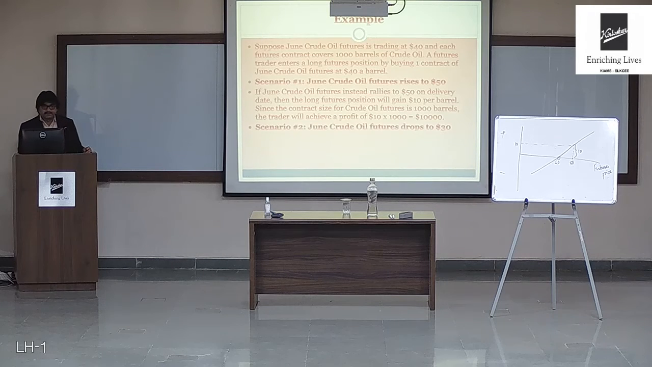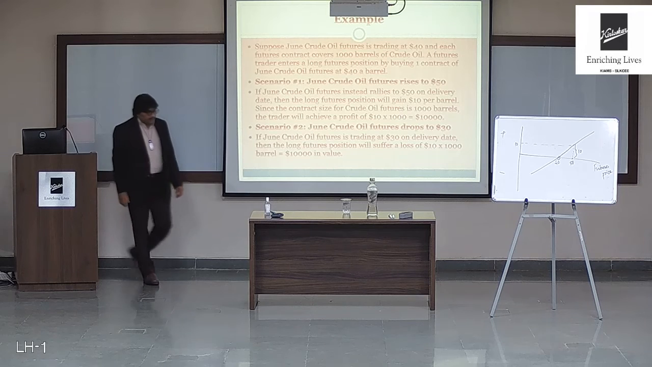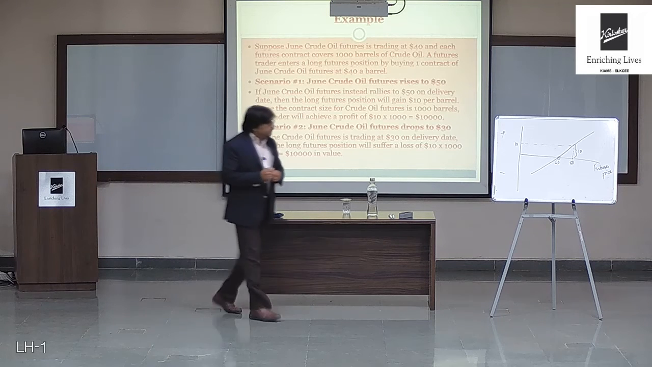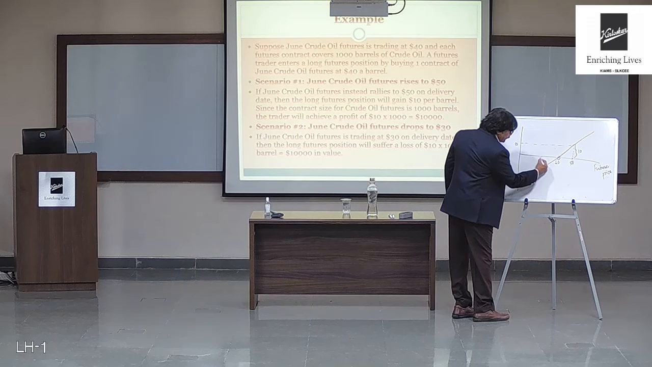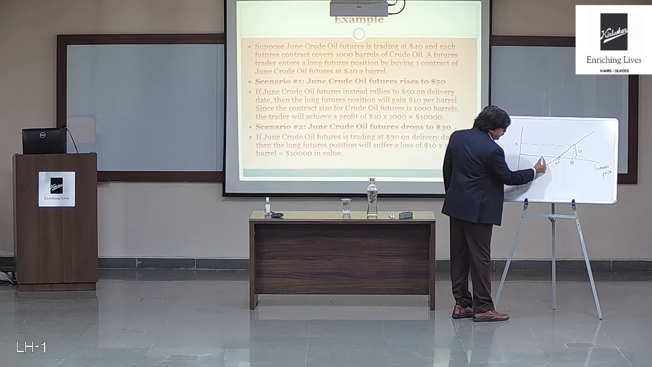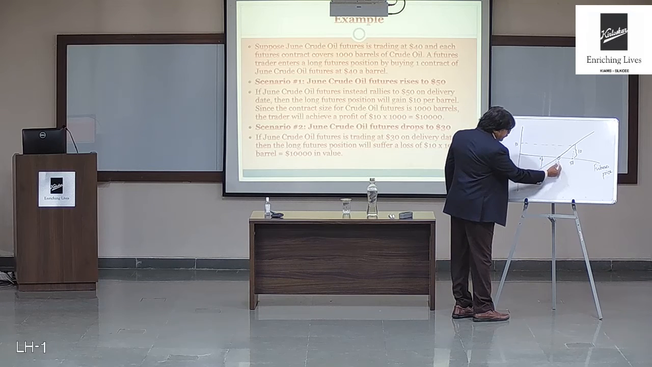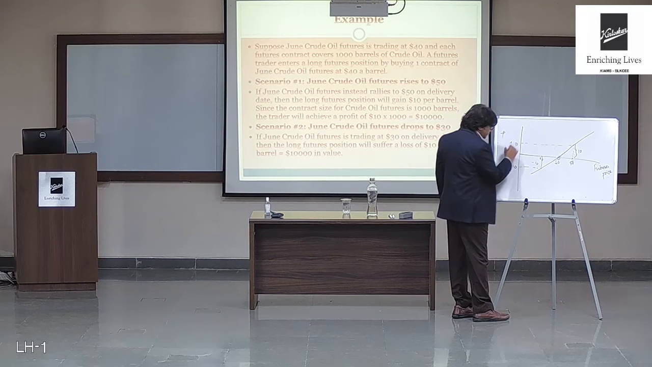Now look at scenario 2. What happens if it goes down to 30? A similar argument applies, and we can see that there is a loss of 10,000. If it goes to 30, then we know that it has to buy at 40, whereas selling will happen in the market at 30. So it has bought at the higher rate and sold at a lower rate. So there is going to be a loss of 10. This is plus 10, this is minus 10.